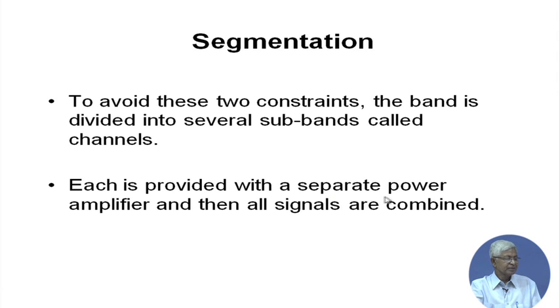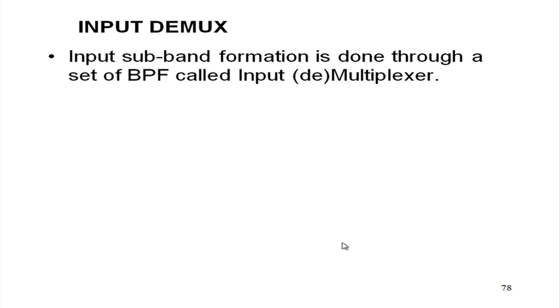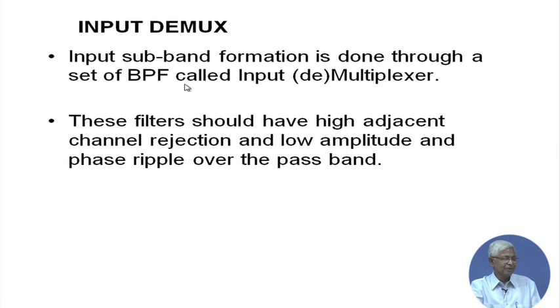Each is provided with a separate power amplifier, and then all signals are combined. This part of the subband generation and signal handling is called the transponder. This is a terminology we were using from the beginning, so here it is coming. Once you try to separate a segment, you need separate filters. So subband formation is done by a demultiplexer, which is nothing but a bank of band pass filters.